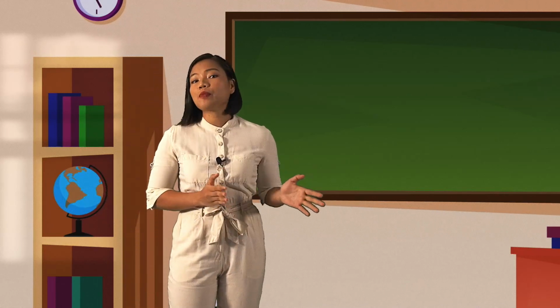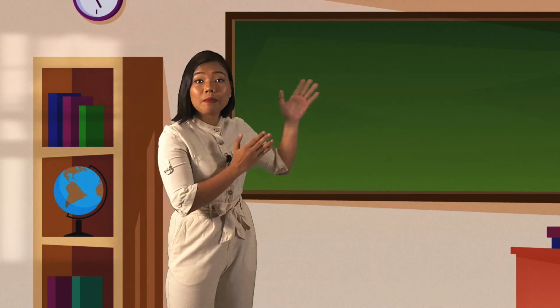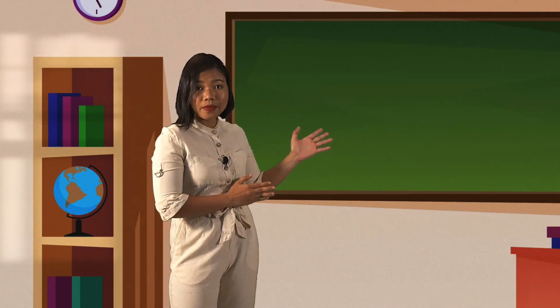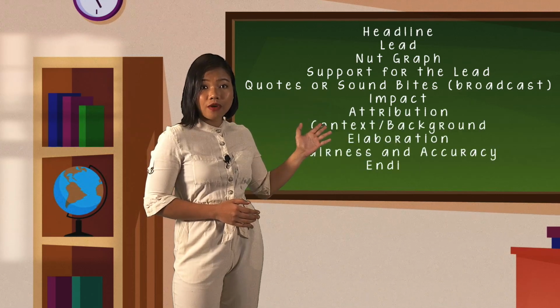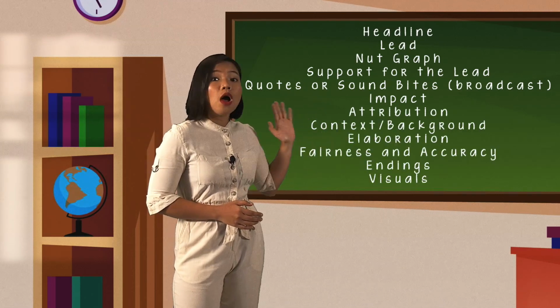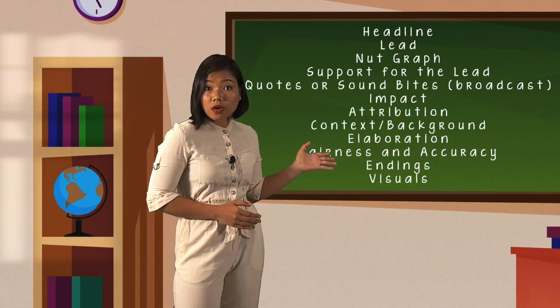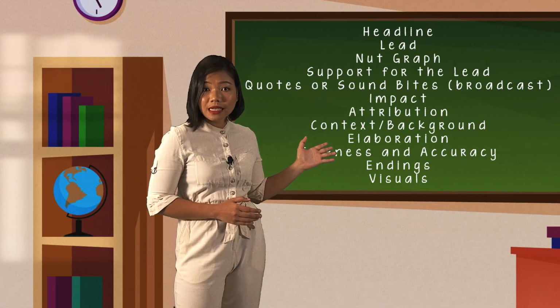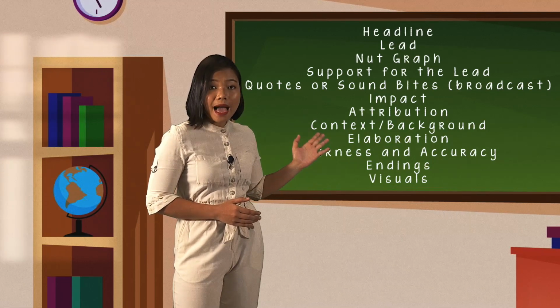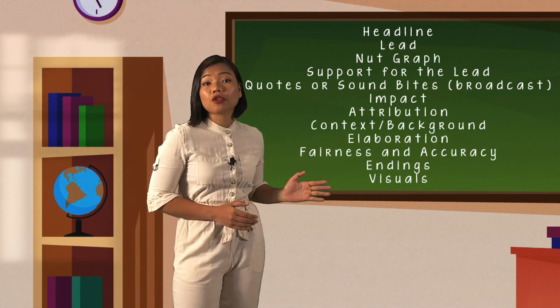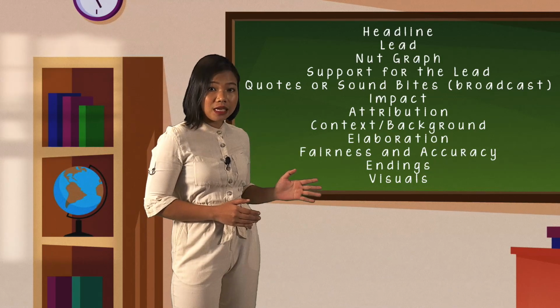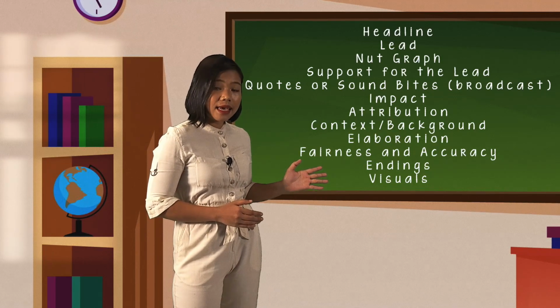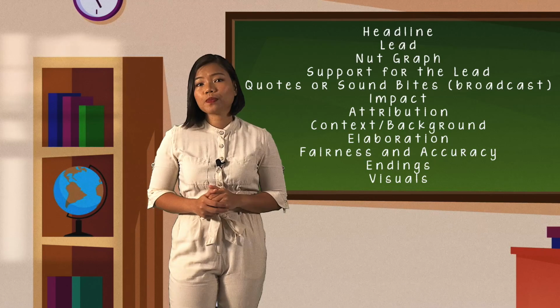Now, let me present the elements of the basic news story. Headline, lead, the nut graph, support for the lead, and then followed by quotes or sound bites for broadcast. There's impact, attribution, context or the background, elaboration, fairness and accuracy, the ending, and lastly, the visuals.